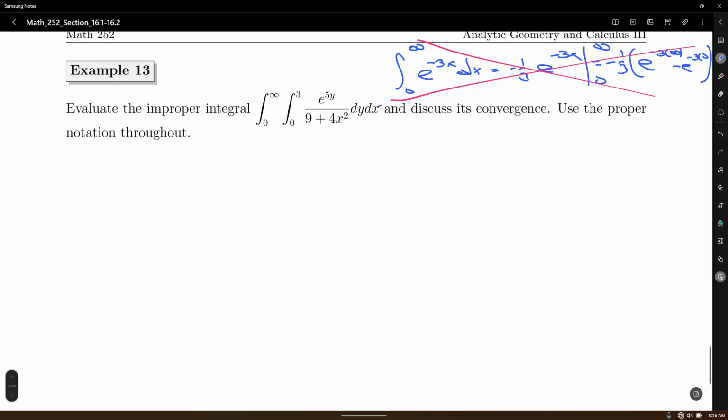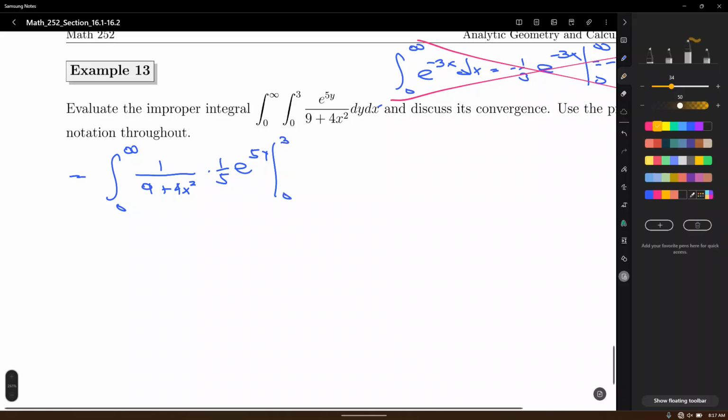Anyway, so the integral from 0 to infinity and from 0 to 3 of e to the 5y over 9 plus 4x squared dy dx. So in this case, we're going to integrate with respect to y first. That is the exponential function. That is the integral from 0 to infinity of, well, to begin with, 1 over 9 plus 4x squared times 1/5 e to the 5y, evaluated from 0 to 3. Okay? And again, these limits of integration are only for the y variable because we integrate with respect to y. And don't forget the dx.